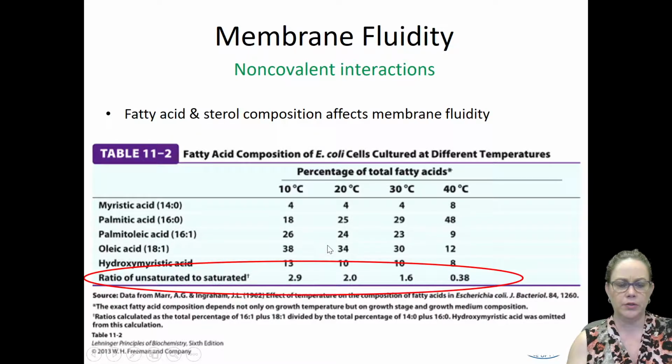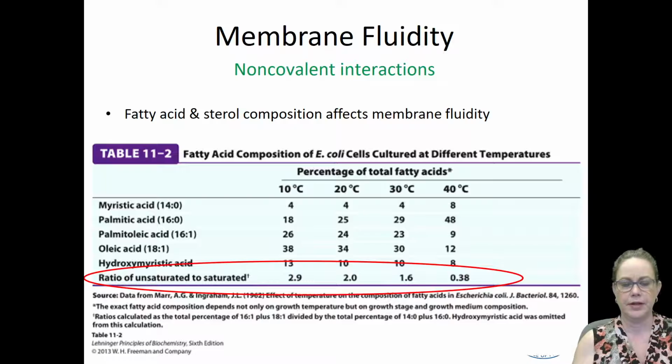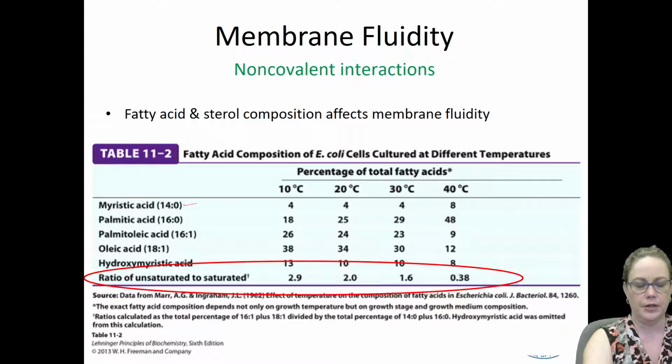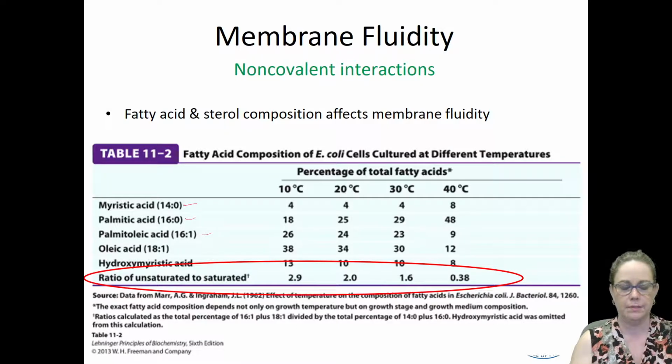What we also see is that the fatty acid composition can be altered. In this case, we're looking at E. coli cells when they're grown at different temperatures. Just pointing out, this is looking at the different fatty acids in our E. coli growing at different temperatures. It has the shorthand nomenclature for the length and the number of double bonds.